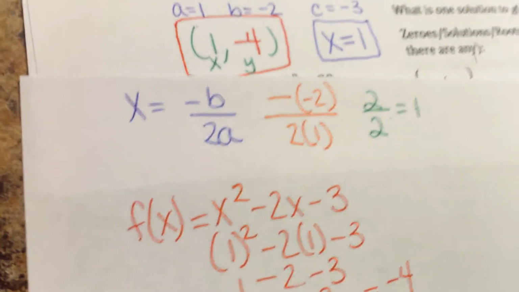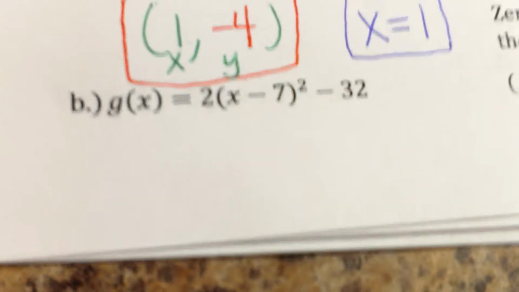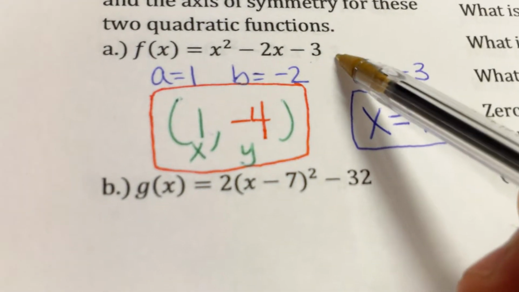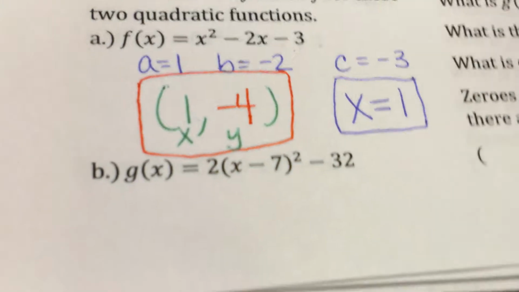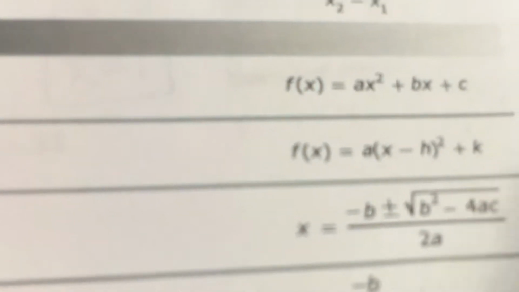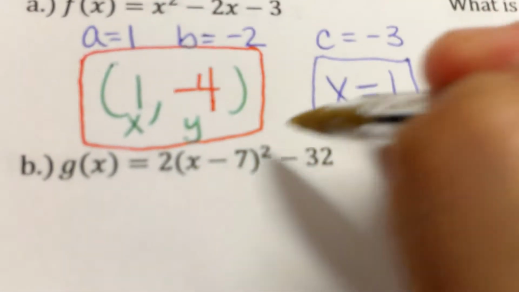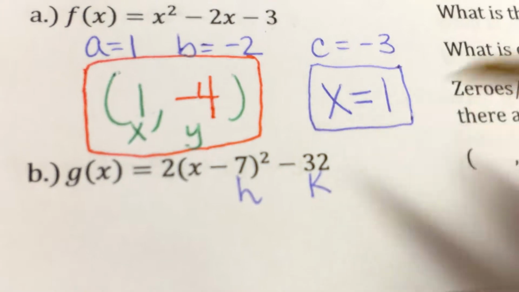Alright, so now we're going to find the vertex when it's given to you in this form. This form is a lot different than the form we just did. This form is called vertex form. So, here's my vertex form. You have an h and a k. Your h and your k are your vertex. So my h is right here, my k is right here.